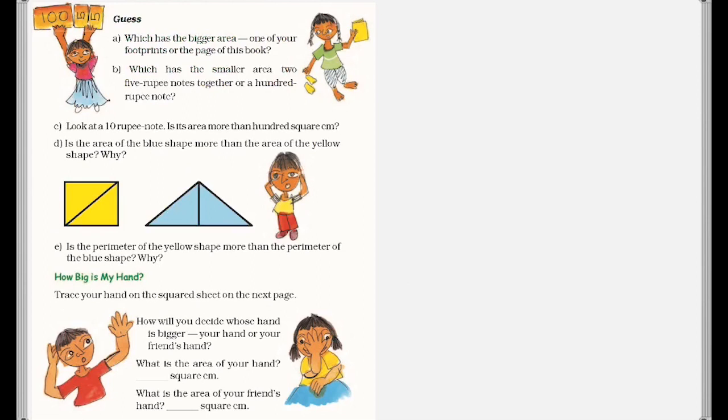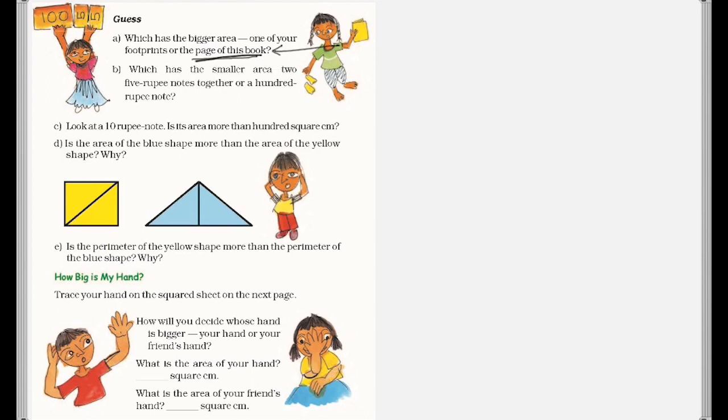Now the question is, you need to guess which has the bigger area, one of your footprints or the page of this book. Okay, so there are a few things that you need to guess on your own. So what do you think? Most probably the page of the book will have a greater area.